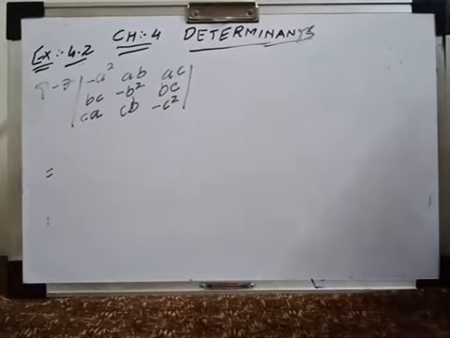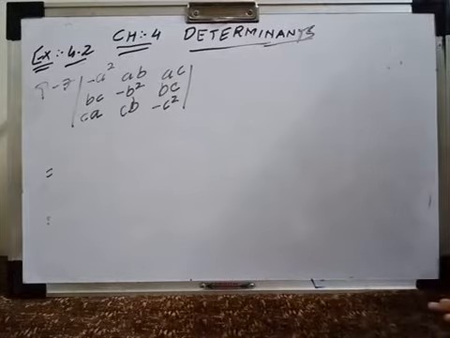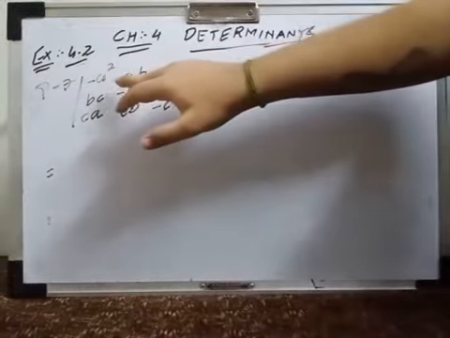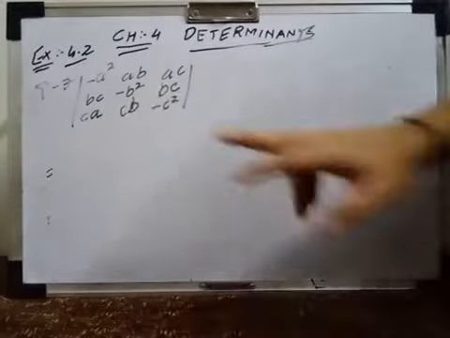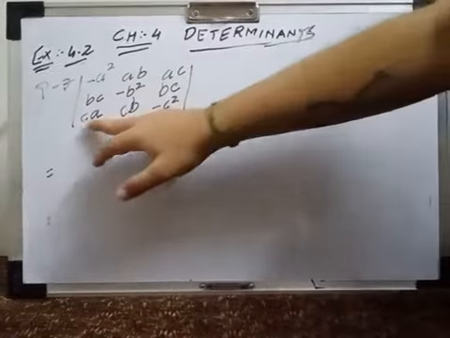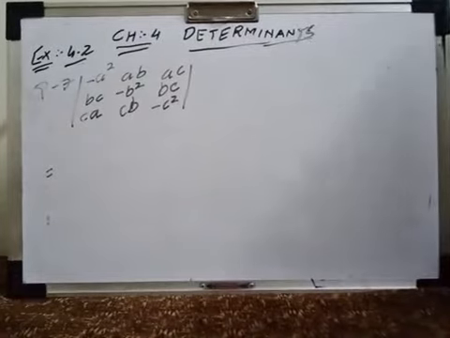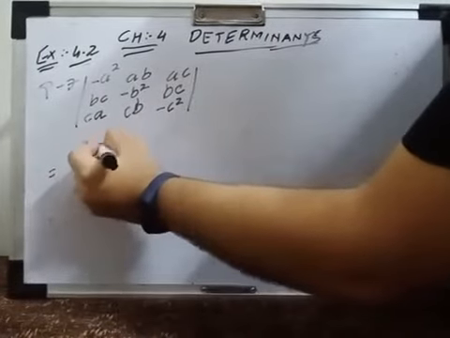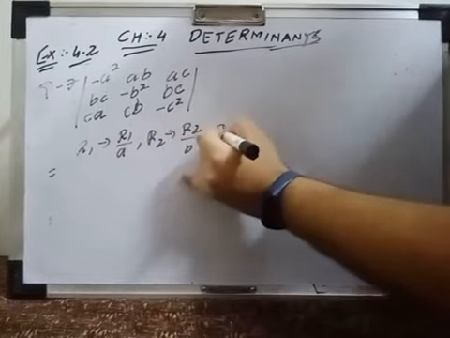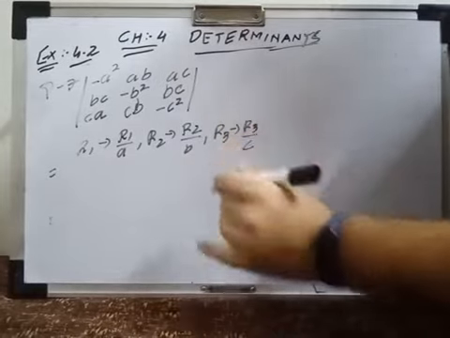Let's understand the 7th question. Here we are starting with the left hand side and we'll move toward the right hand side, meaning finally I will get the right hand side. If you observe your first row, you have A in common. If you observe the second row, you have B in common. And if you observe the third row, it has C in common. So I will apply row 1 gives row 1 divided by A, row 2 gives row 2 divided by B, and row 3 gives row 3 divided by C.